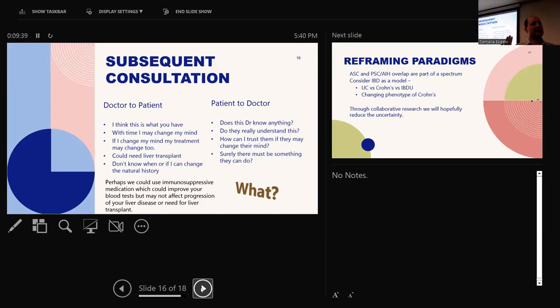You say that word and you can imagine, with a child who three weeks ago, six weeks ago was really a bit flat, but perfectly well, comes in, and then you're talking about all of this sort of stuff. And then if there is an autoimmune component to it, you can introduce the concept of, look, maybe we could try using some immunosuppressive medications. Is that going to help? Well, it might make your blood tests look better, might or might not affect the overall progression of your liver disease or ultimately the need for liver transplant and that sort of thing.